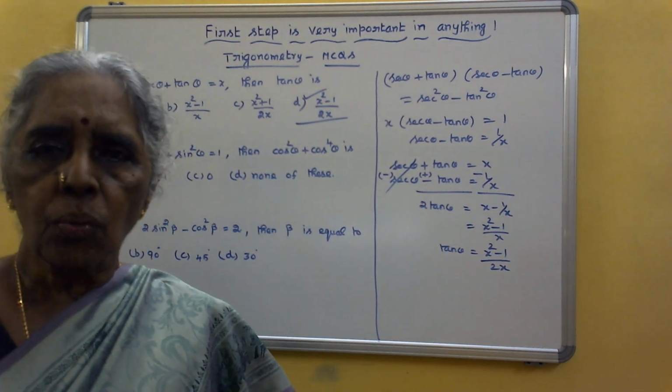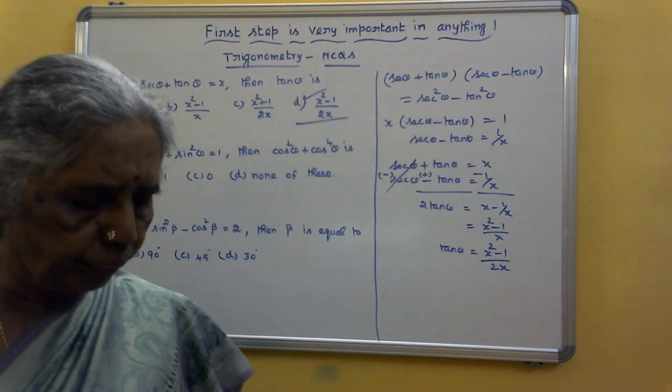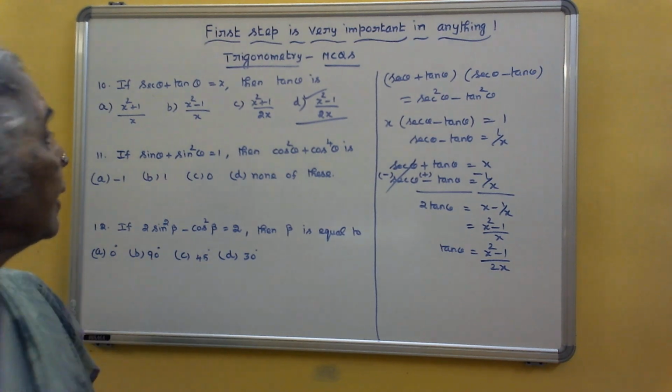Is it clear? So you should know that identity. Using that you have to find the value. Now let us see the next one.